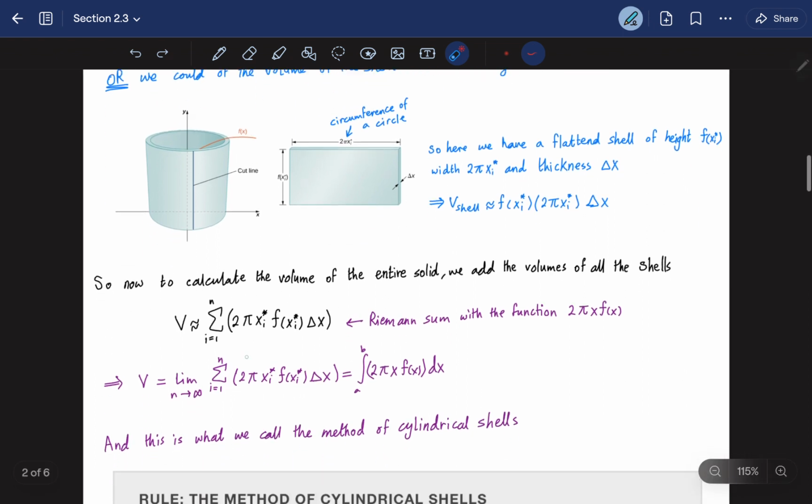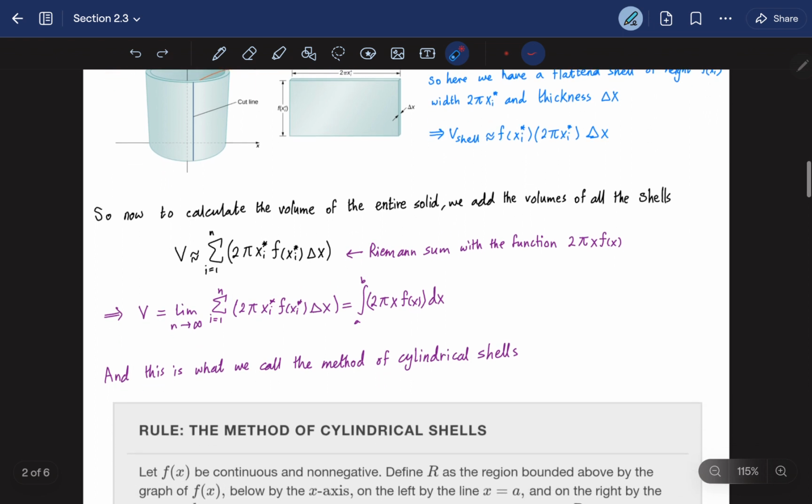Okay, so going back to the sum, once we sum over the volume for each cylindrical shell, we're going to get a Riemann sum. And the function here is 2 pi x f of x. If we take the limit as n goes to infinity, using the definition that we've learned, we're just going to get a definite integral from a to b of our function, 2 pi x f of x. So if we want to find the volume for any solid, when we have a revolution with a different variable, we're just going to use this formula. So this whole method is the method of cylindrical shells.